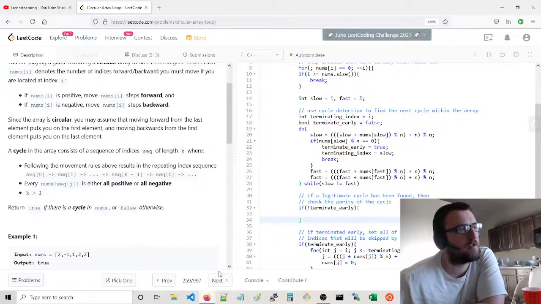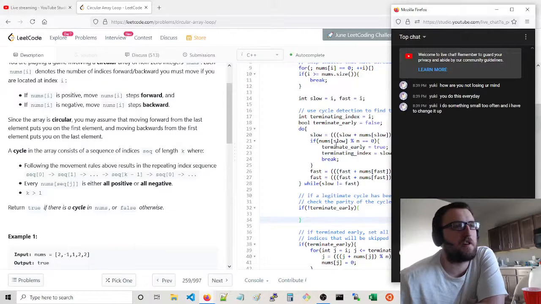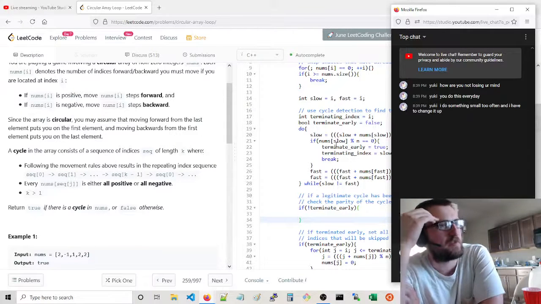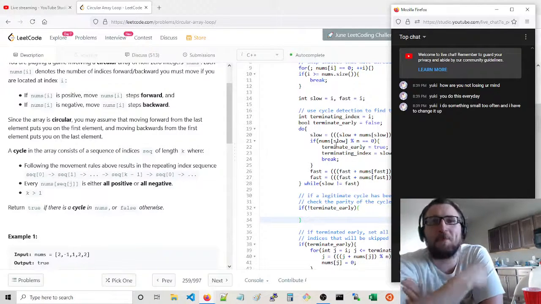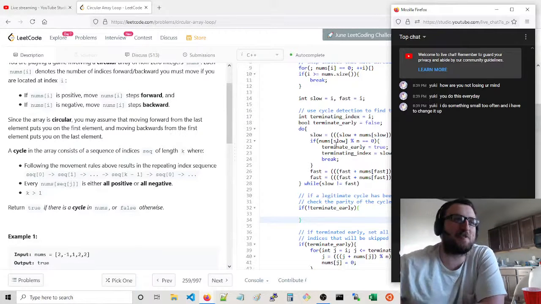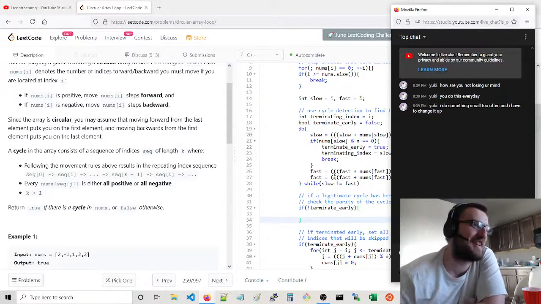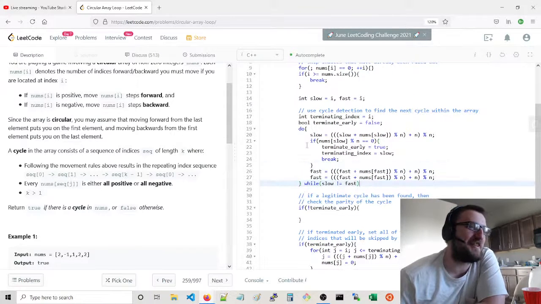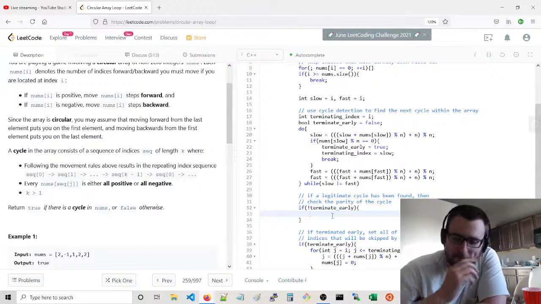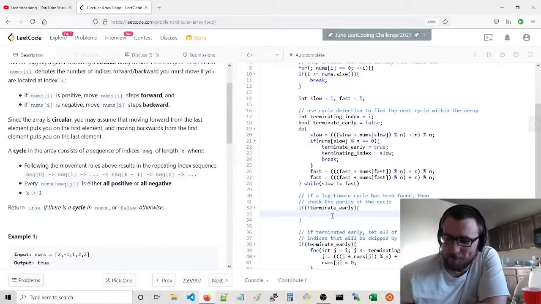Just thinking. This is kind of wonky. How are you not losing your mind? He does every day. I do something small too often. I have to change it up. What's up, Yuki? Welcome back. Hello, hello. It's different every day. I wouldn't call it small either. But who says I'm not losing my mind? Where'd you get that assumption from? Who told you that? Who lied to you? No. I don't know. I don't have too much to say. Let me finish the problem first, and I'll come back and chat about my hopes, dreams, goals, and ambitions.